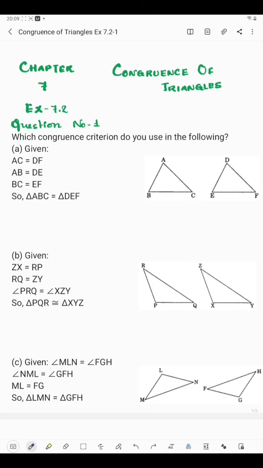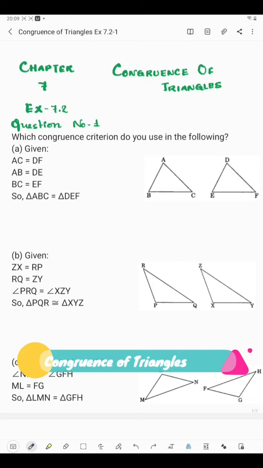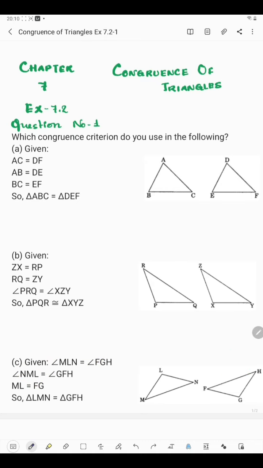Hello students, now I am going to start question number 1 of exercise 7.2. Question number 1 says which congruence criterion do you use in the following? Here we have 4 parts given and in these 4 parts a pair of triangles is given. So what you have to do, we will have to check which congruence criterion is used in the following.